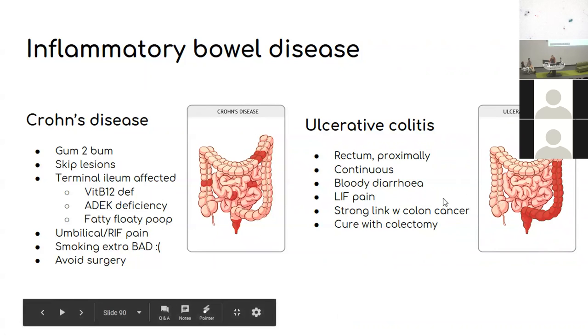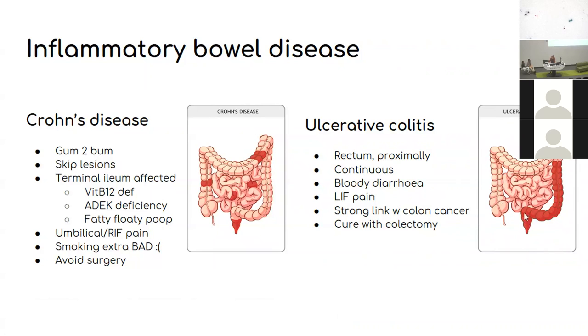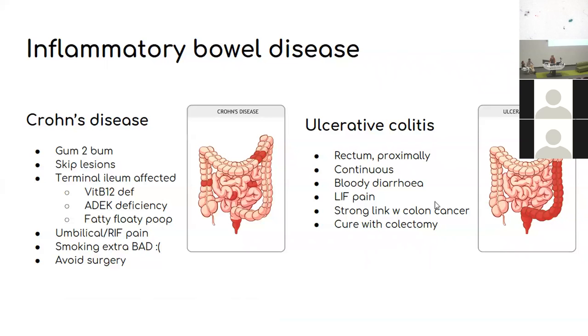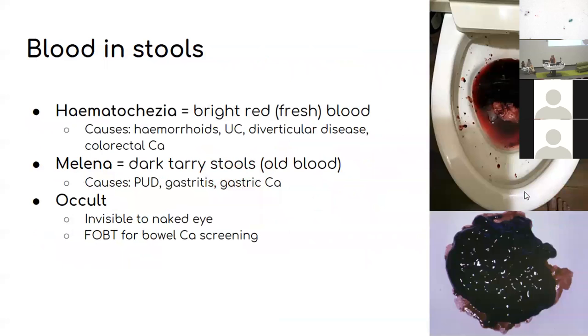Clinically, bloody diarrhea is a buzzword for ulcerative colitis. Just think it's mostly where you're going to do a poo, as opposed to Crohn's disease. So that's bloody diarrhea. And it's left iliac fossa pain, so on the other side, because that's where our sigmoid colon and rectum is. So some lovely images for you.